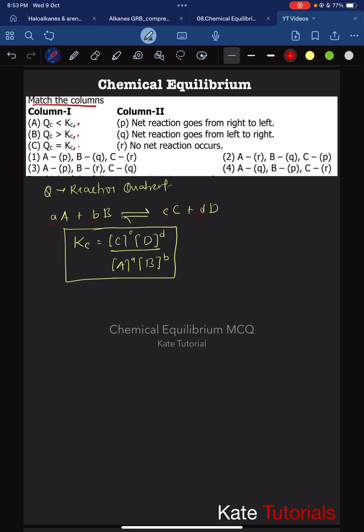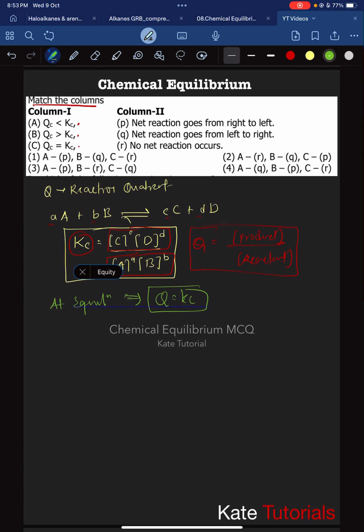So this is Kc, but when the reaction is not at equilibrium, then instead of Kc we call it Q. So Q is nothing but the same concentration of products raised to their stoichiometric coefficients divided by concentration of reactants raised to their stoichiometric coefficients. So Q is nothing but concentration of product divided by concentration of reactant only, but not at equilibrium. When the reaction reaches equilibrium, then Q is nothing but Kc.